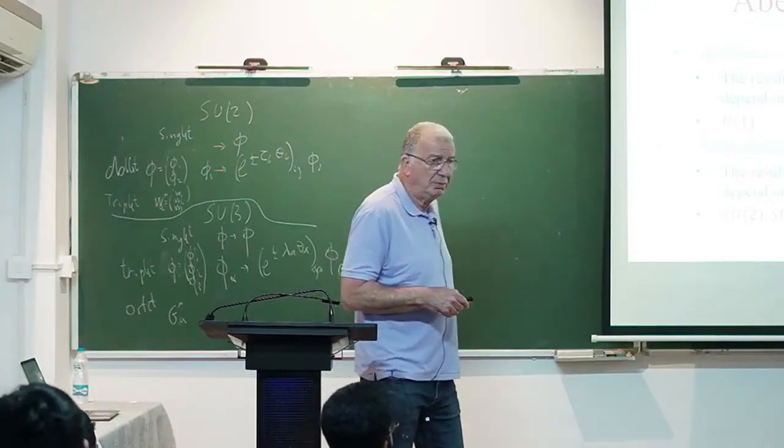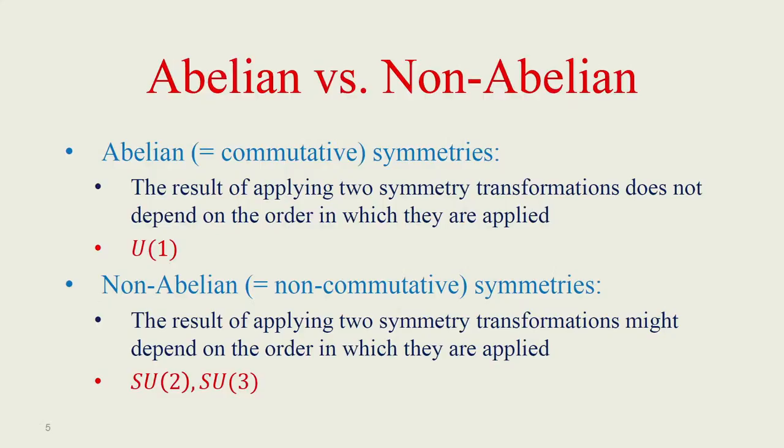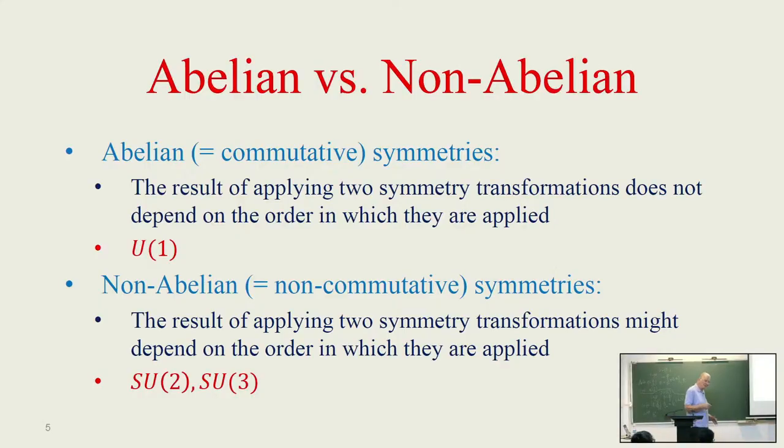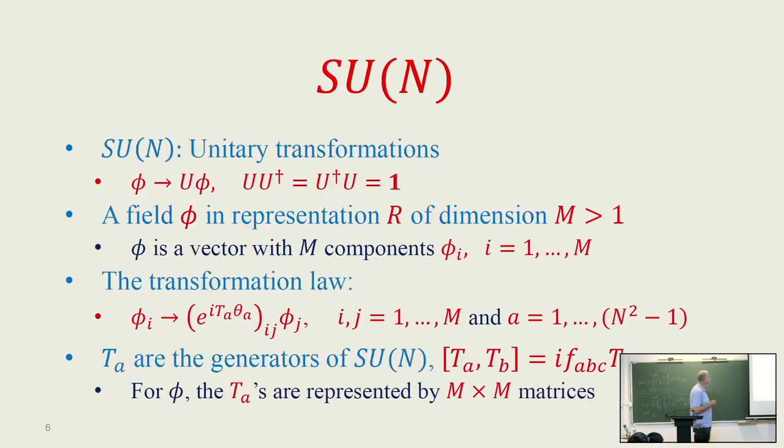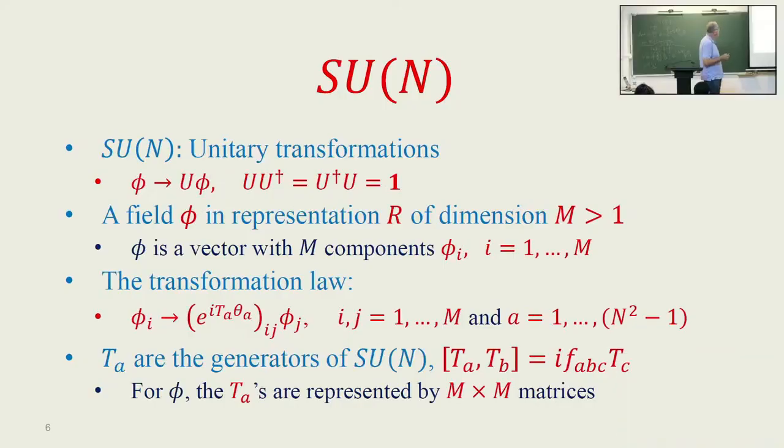And the two non-abelian symmetry groups that are important, that appear in the standard model, that seem to apply in nature, that we know apply, maybe there are larger symmetry groups, but we don't know that, are SU2 and SU3, and we'll soon see what these are. So, what is an SUN symmetry transformation?